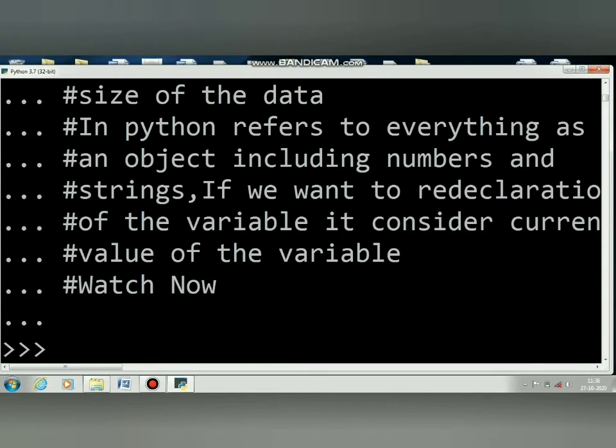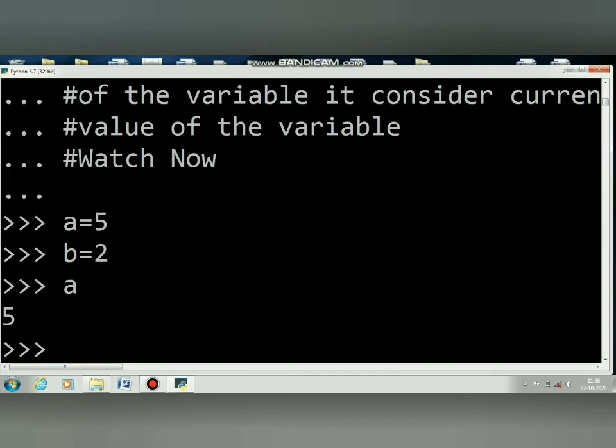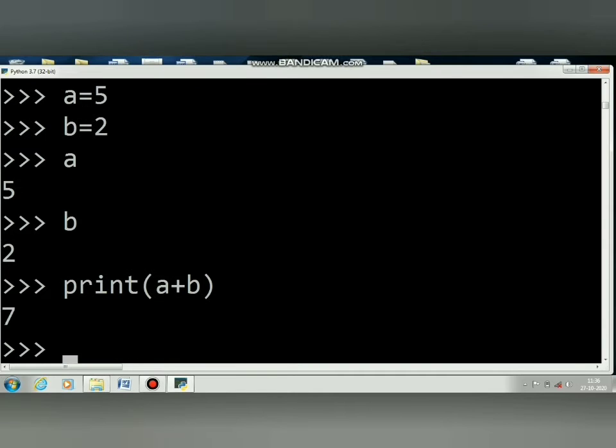Now I am going to declare the values of the variables and do the assignment operation by using the assignment operator. A is equal to 5, B is equal to 2. So what is the value of A and what is the value of B? Next, do the operation A plus B, printing A plus B by using the print statement.